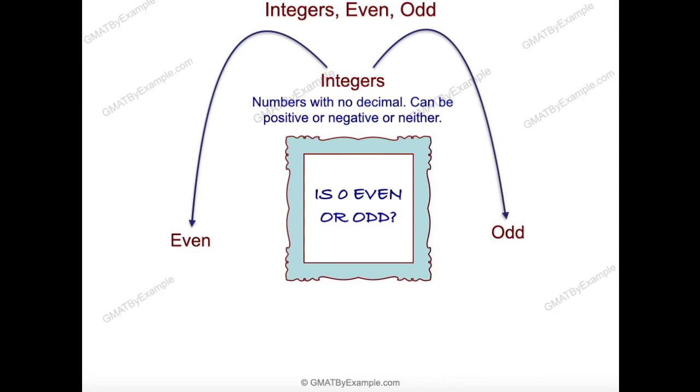So when you divide 0 by 2, you get a 0. So 0 is an even integer. By definition, it is divisible by 2, hence 0 is classified as an even integer.